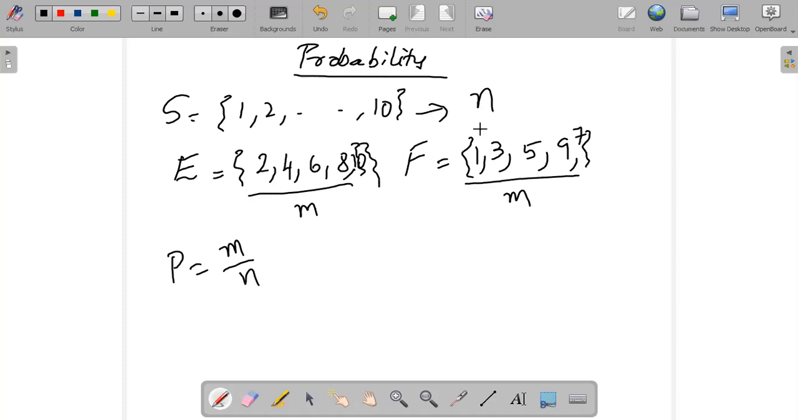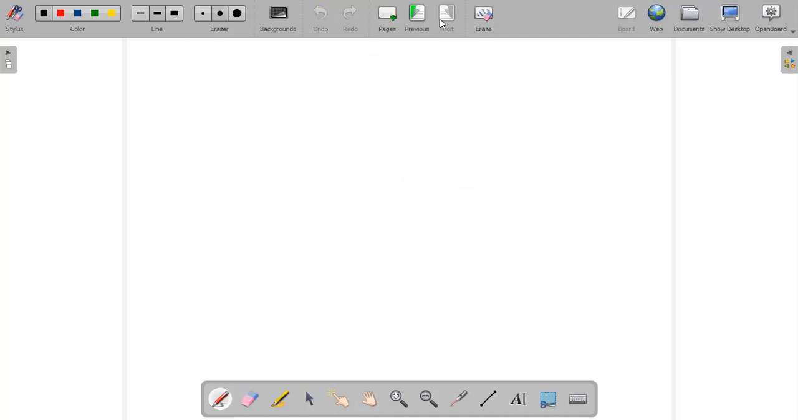Fine. Also, we said that P plus Q is equal to 1, where Q is not happening and P is happening.